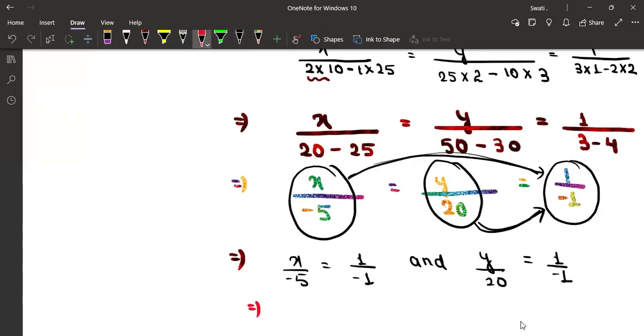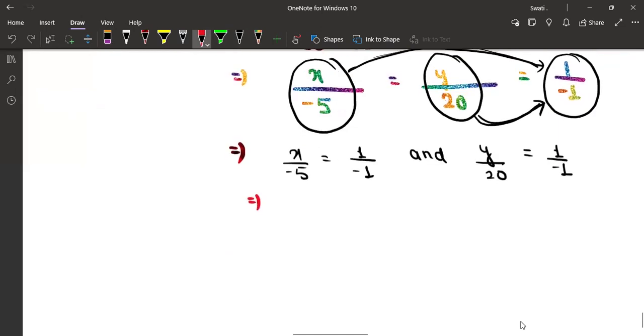You know how to solve. X will be equal to 1 upon minus 1 into minus 5. Very good. Can you solve this? 5 minus 5 upon minus 1. Correct. What is minus 5 upon minus 1? Minus and minus get cancelled. Then it will be remaining 1.